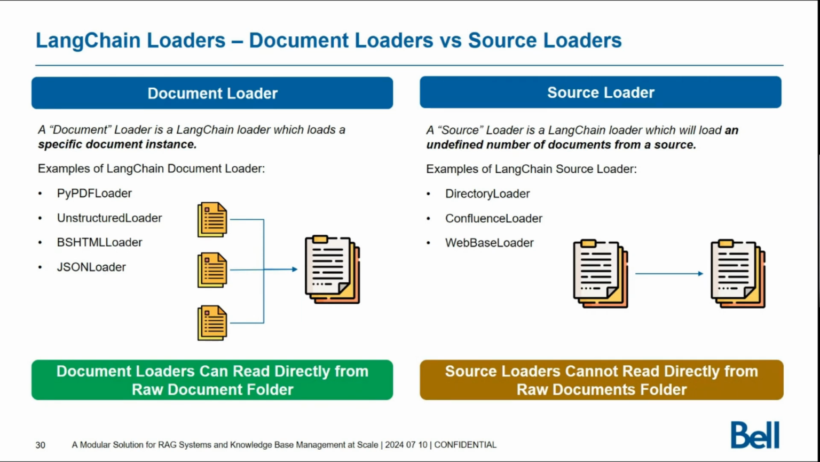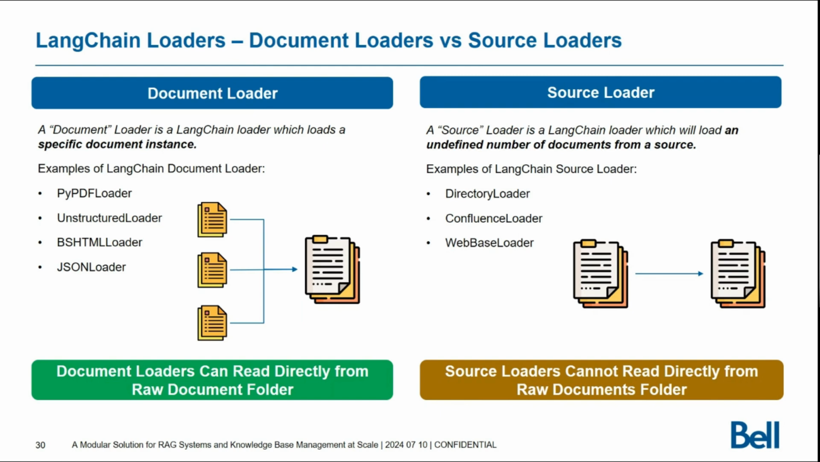You can look at document loaders or source loaders. What I mean by a document loader is a loader which utilizes a specific URI or link to load a singular document, like an atomic document instance. So PyPDF, unstructured loader, BSHTML, you're reading specific documents. A source loader, on the other hand, attempts to process a variety, or an undefined number, of documents. For example, a directory loader. You're just going to point at a directory and load all of the documents in that directory.